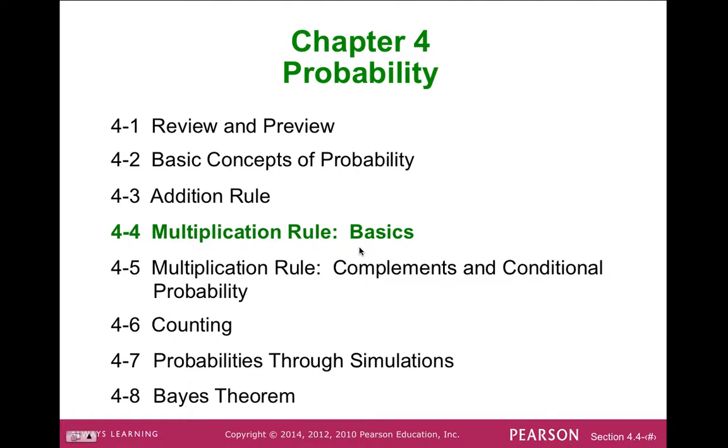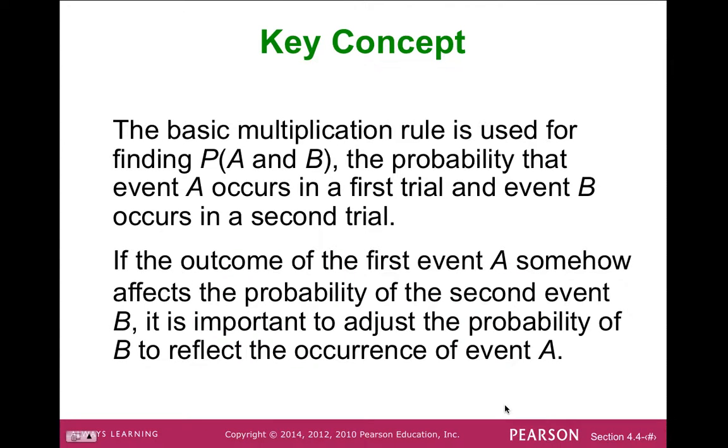And welcome to Chapter 4, Probability, Section 4.4 on the multiplication rule. In this section, we're going to learn about the basic multiplication rule that is used for finding the probability of A and B, which is the probability that event A occurs in a first trial and event B occurs in a second trial.